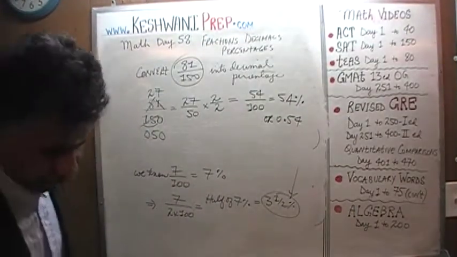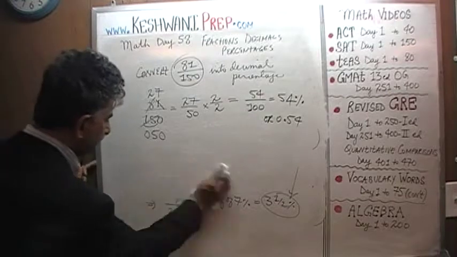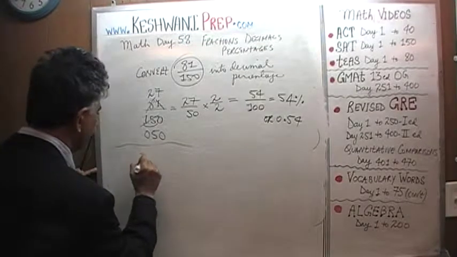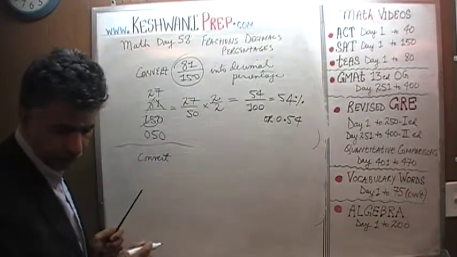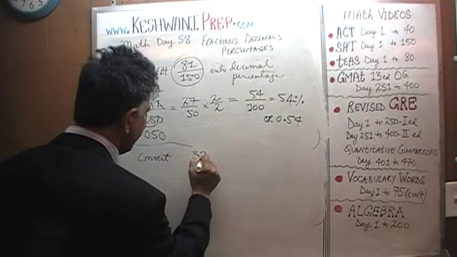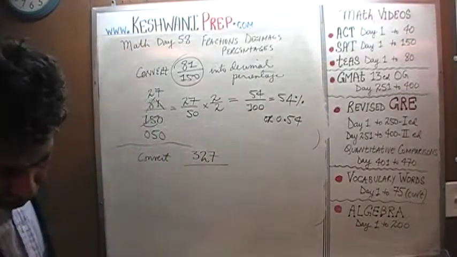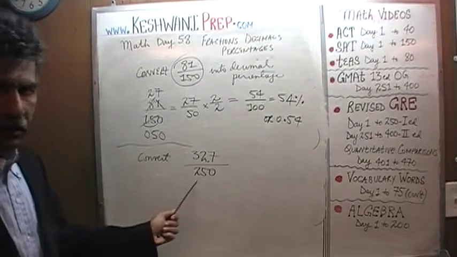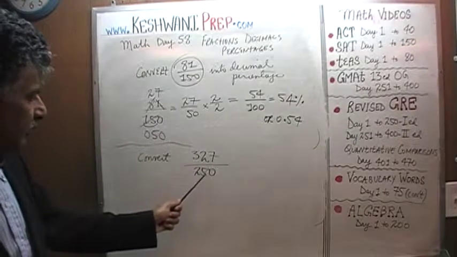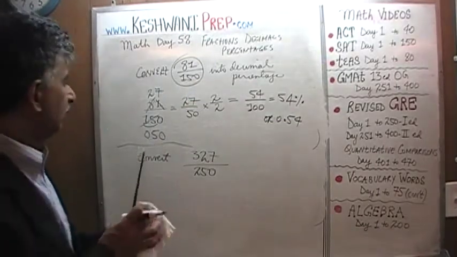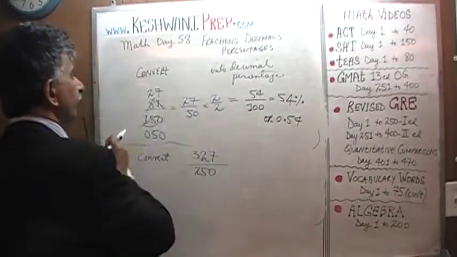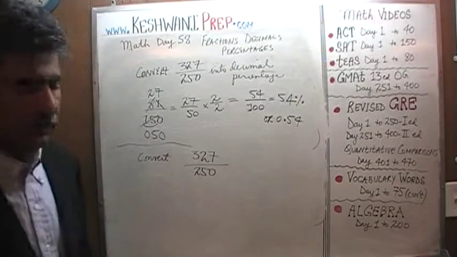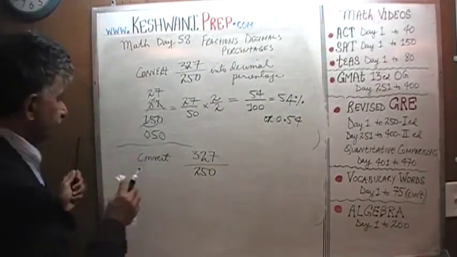Here's the next one. You do it yourself as always. Convert 327 over 250 into decimal and percentage. Do it yourself. Converts 327 over 250 into decimal and percentage. Let's do it here.